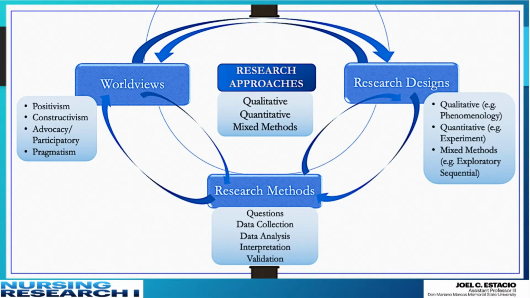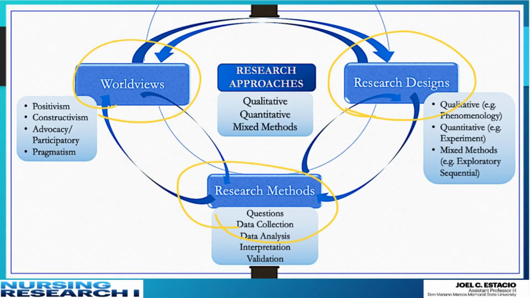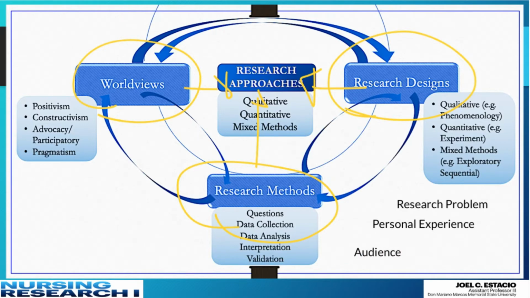In your module 1, you have been introduced of the 3 components of research. Now this framework shows the interconnection of these 3 components: the worldviews, the research designs, and the research methods. Now these 3 components determine which research approach you will use in the conduct of your research. Take note, however, that the research approach that you utilize is also based on the nature of the research problem or the research questions you plan to answer, your personal experience, and your interested audience.